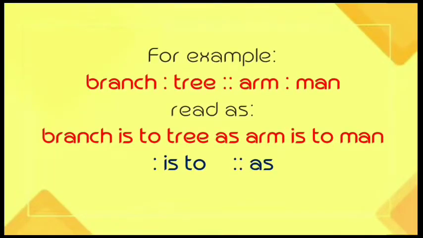For example, branch is to tree as arm is to man. Read as branch is to tree as arm is to man. Notice that "is to" will be replaced by a colon and "as" will be replaced by two colons.